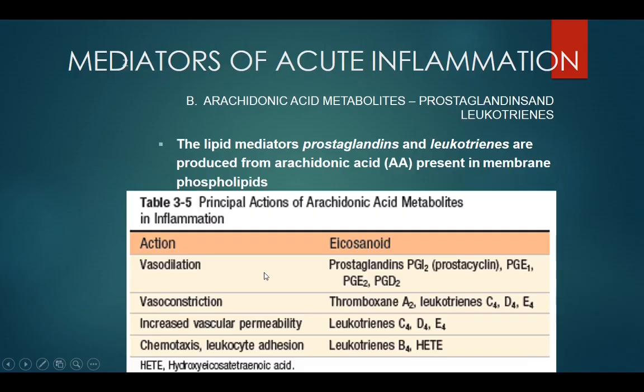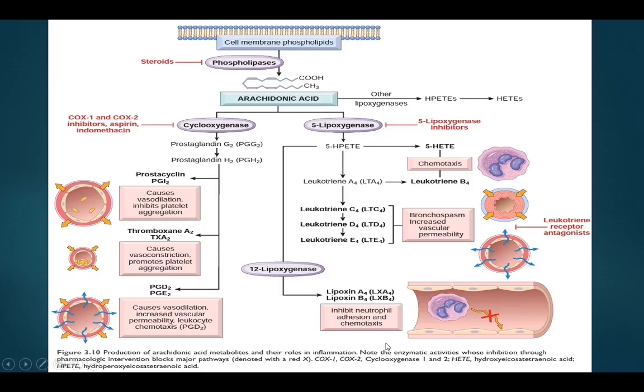So, what are the functions of these? These actions of molecules like prostaglandin I2, E1, PGE2, and PGD2: this causes vasodilation. Now, vasoconstriction is caused by thromboxane and leukotrienes C4, D4, and E4. And vascular permeability is increased by leukotrienes C4, D4, and E4. Chemotaxis and leukocyte adhesion are caused by leukotriene B4 and HETE.